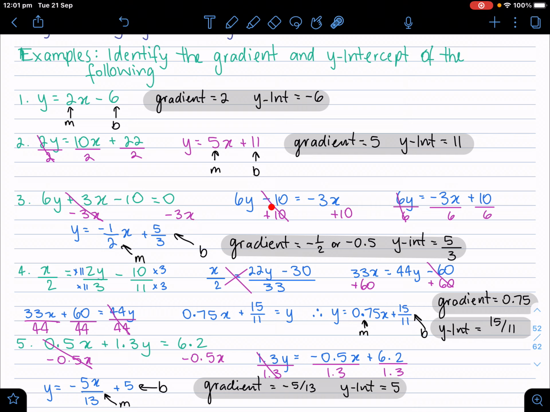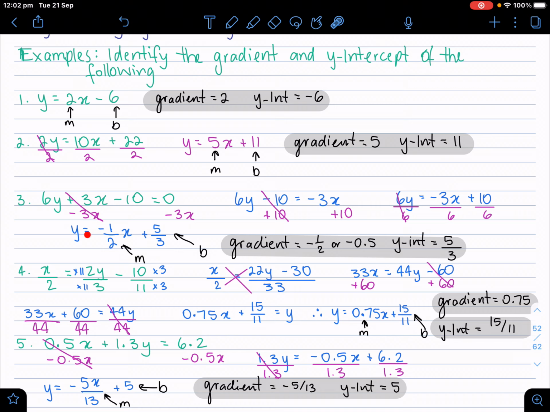I still need to take the b value across. So that's minus 10. The inverse of minus 10 is plus 10, plus 10 on both sides. Now I have the mx and the b value on that side, but y is not by itself. It's not y equals, it's 6y equals. So just like in example 2, now the inverse of 6 times y is divided by 6. So I divide each element by 6.